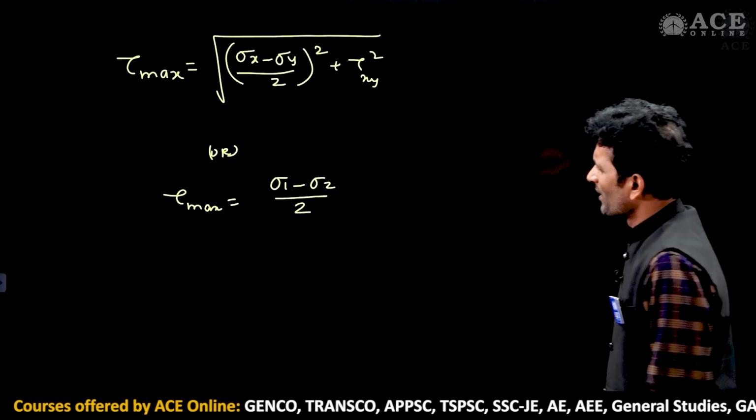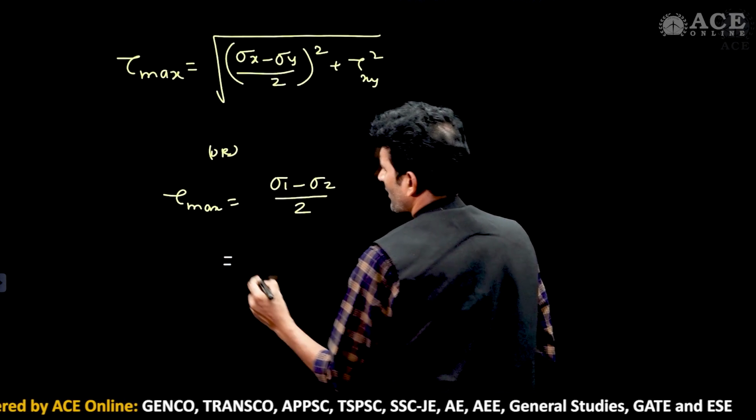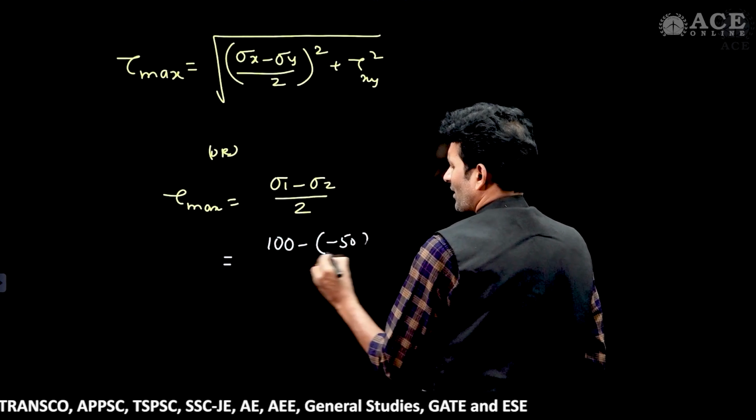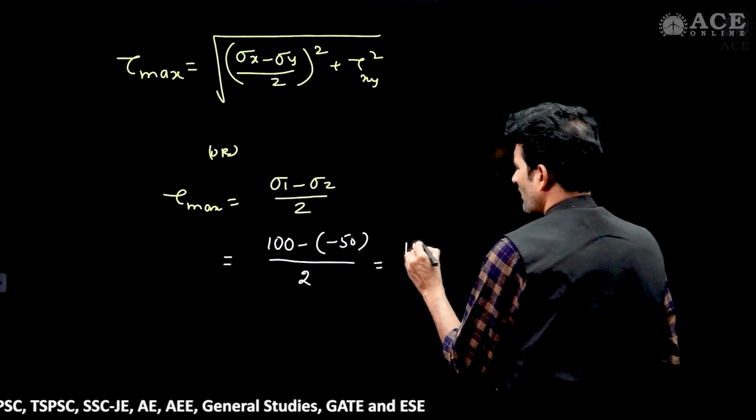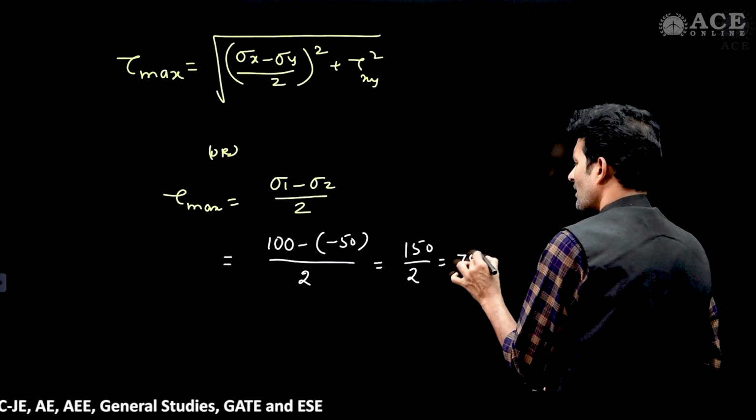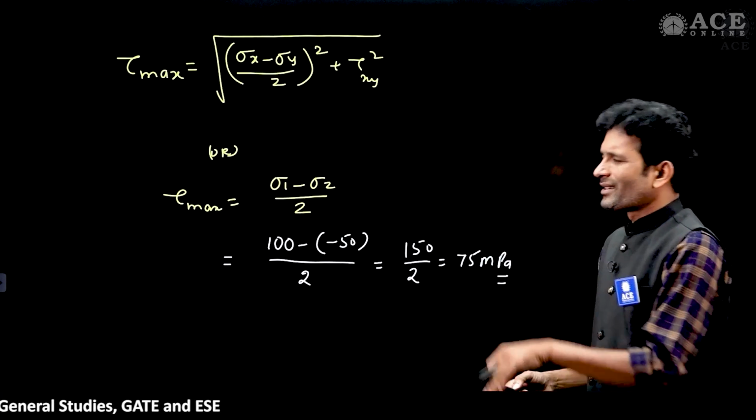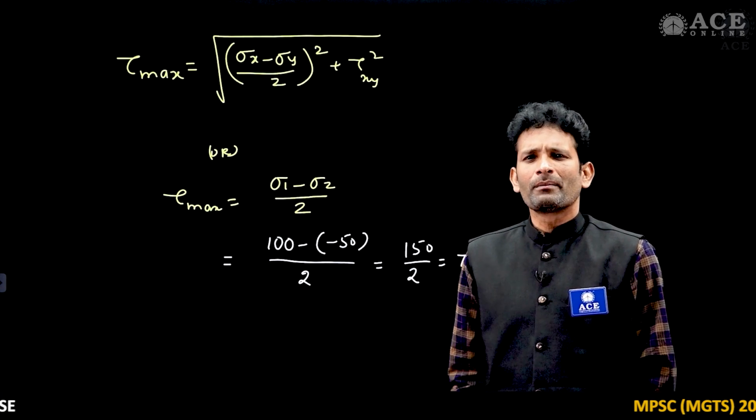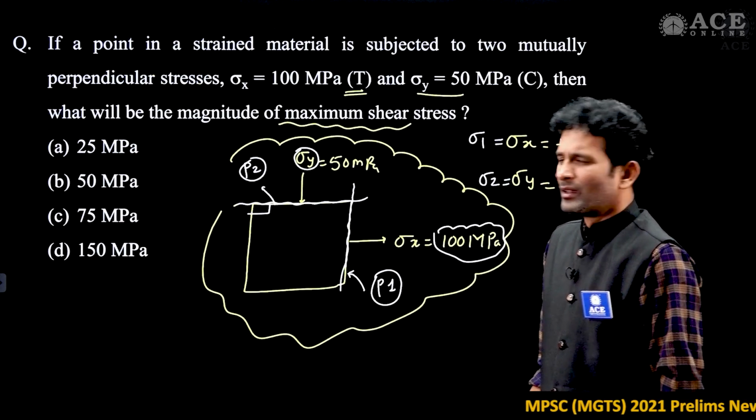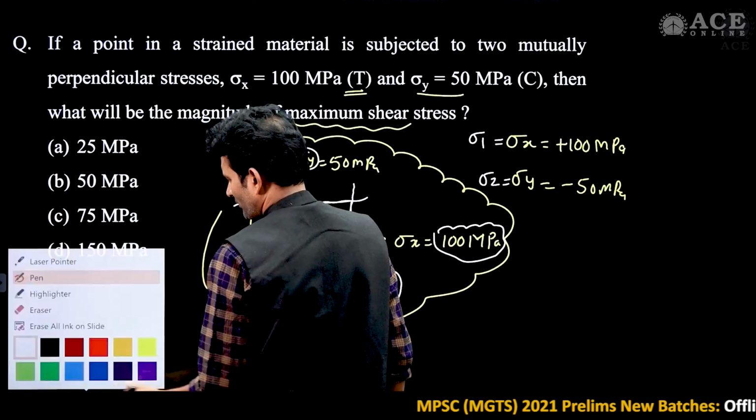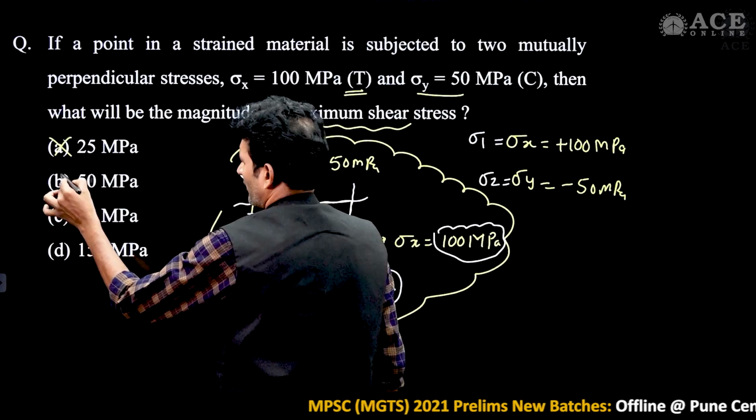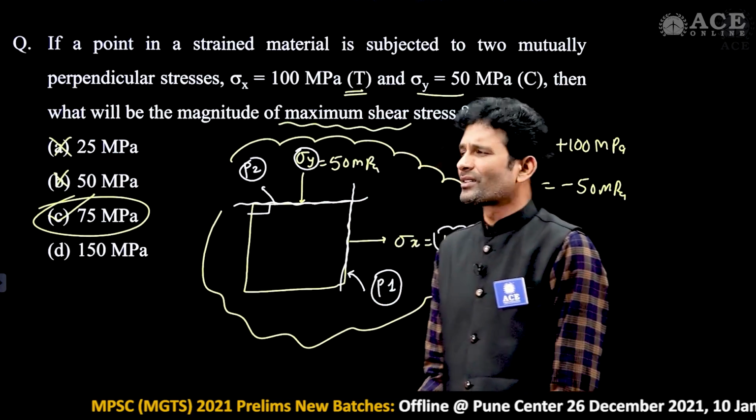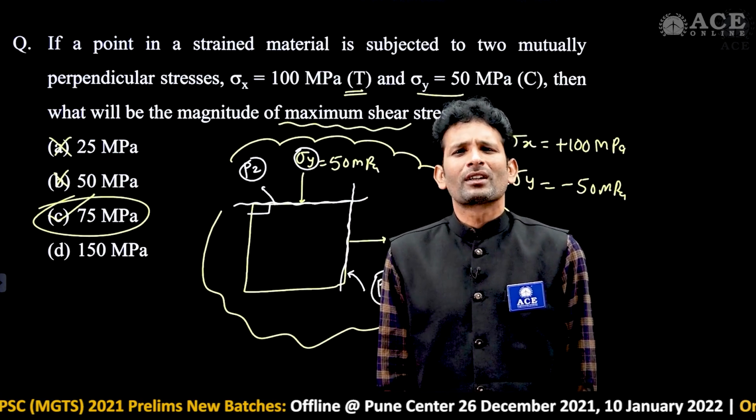Let us use this relation, any one of these relations. Now, tau max equal to sigma 1, 100, sigma 2 is minus 50, divided by 2. This is 150 divided by 2, 75 megapascal. For this condition, the maximum shear stress developed in the element is 75 megapascal. Look at the options. Option A 25, this is wrong. Option B 50, this is wrong. Option C 75 is correct. So, the correct or required answer for this question is option C.